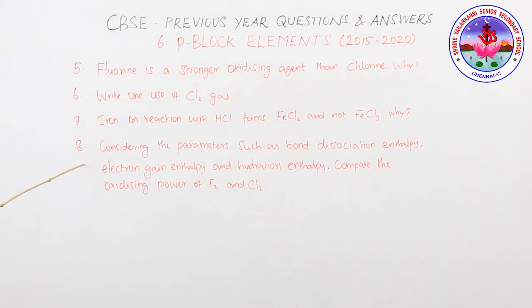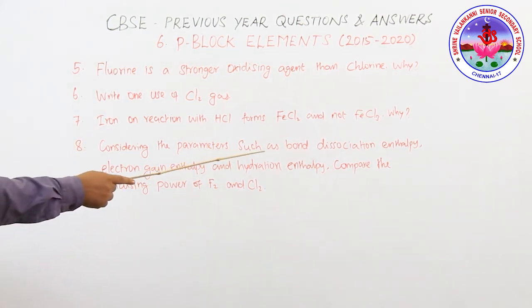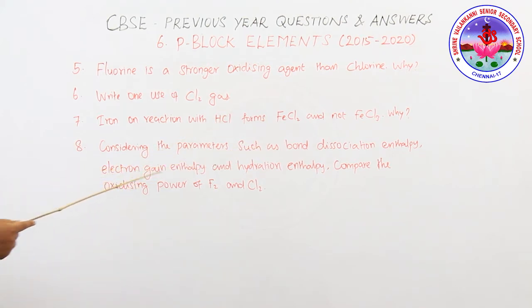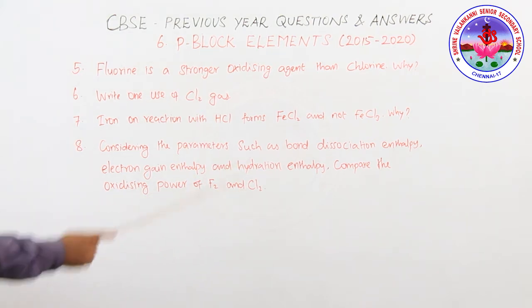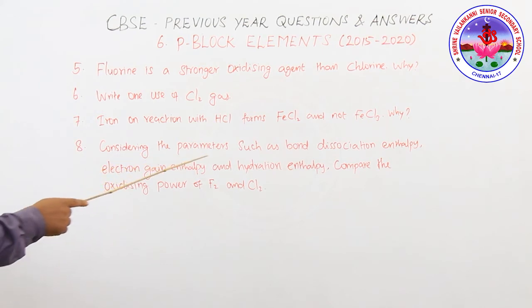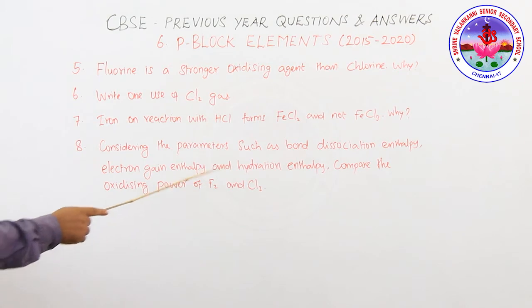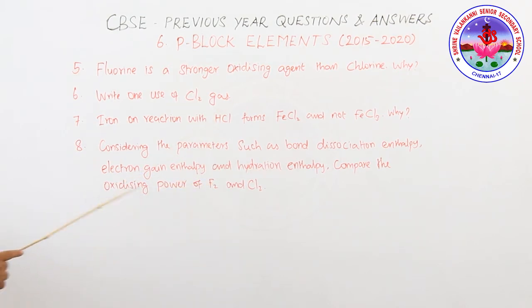Then the last question. Considering the parameters such as bond dissociation enthalpy, electron gain enthalpy and hydration enthalpy, compare the oxidizing power of fluorine and chlorine. You have to read this question carefully: compare the oxidizing power of fluorine and chlorine only.